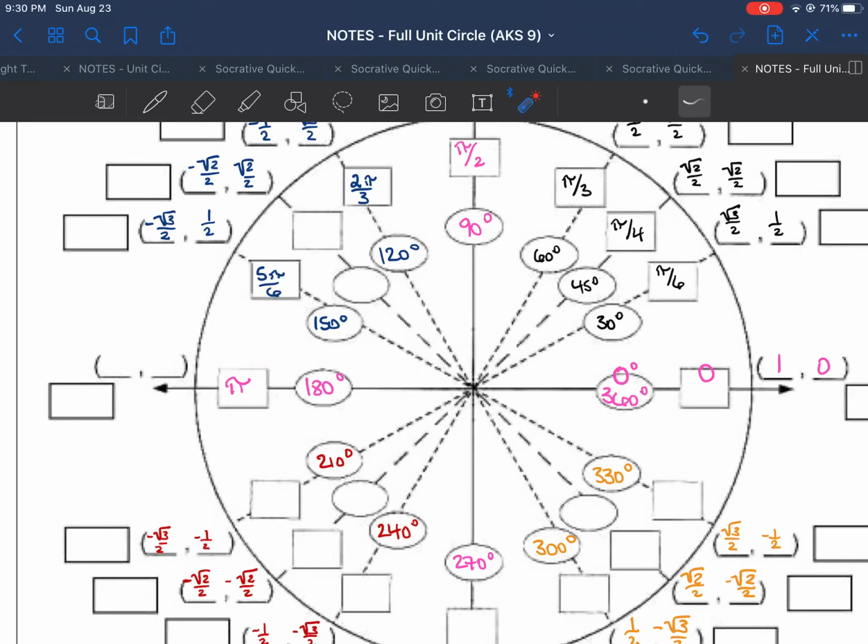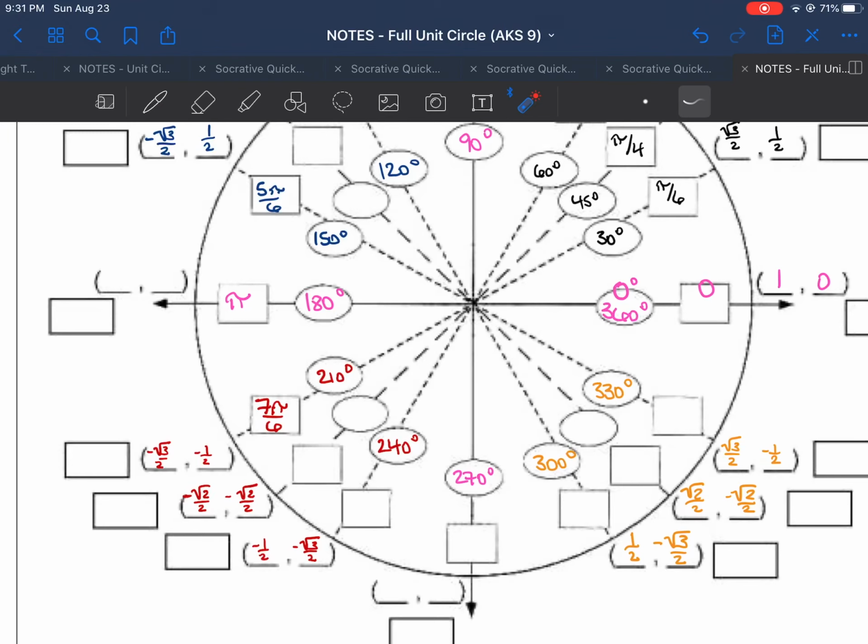So then 210 degrees would be 7 pi over 6, which is not going to reduce, so let's go ahead and lock that in. 7 pi over 6. So then 240 degrees would be 8 pi over 6. Well, if we think about 8 pi over 6, that's going to reduce to 4 pi over 3. Okay. Then 270 degrees would be 9 pi over 6. And if we think about 9 and 6, that's going to reduce to 3 pi over 2. Let's go ahead and lock that in.